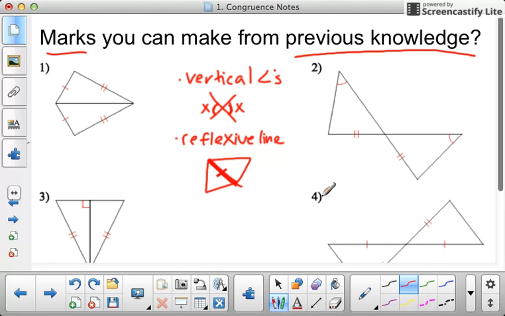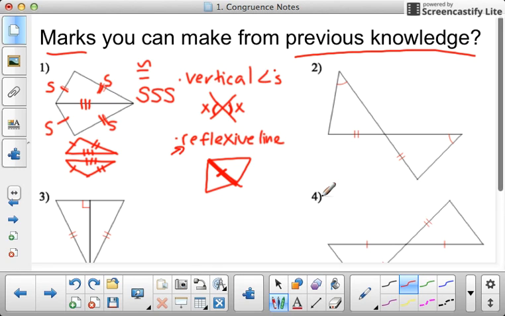So let's look at number one. I notice that I've got a tick mark here and a tick mark here. This means this side is congruent to this side. I have two tick marks here. This side is congruent to this side, but that's not enough information. However, I can see a reflexive line. I can mark this line to be congruent to itself. I'm pressing my hands together. This line, if I separated my triangles, would be exactly the same length. This side is congruent to this side. So I can actually say these are congruent based on side, side, side.